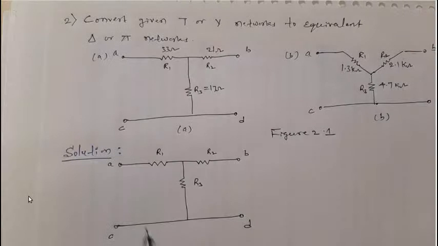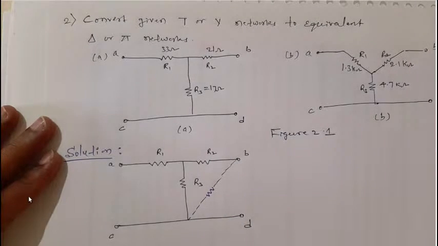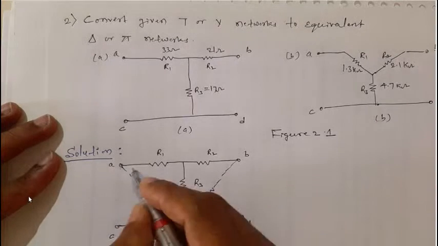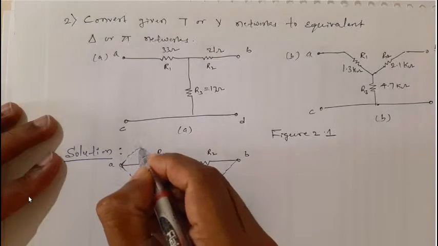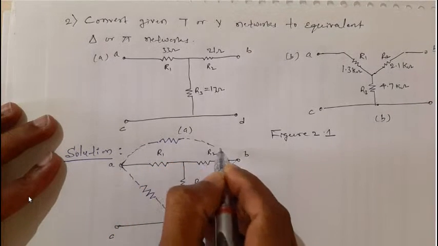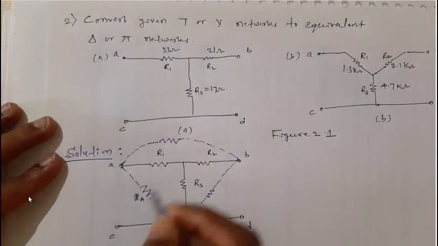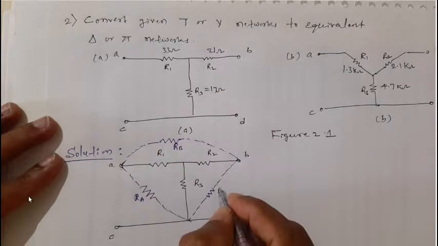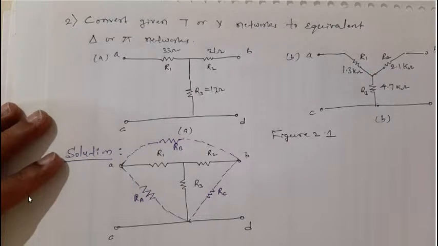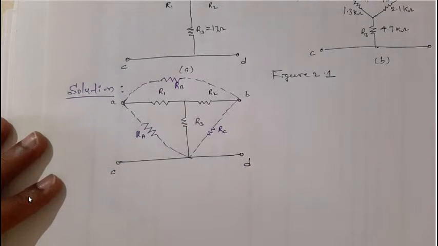How do I convert? Look at this. Here we will get one resistor between these two, and here one more resistor, and the third one is between A and B. So I'll draw it like this. This is the third resistor, and let me call this resistance RA, this resistance RB, and this resistance RC.